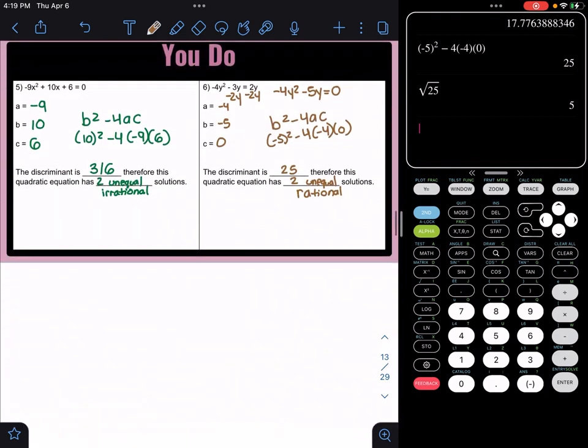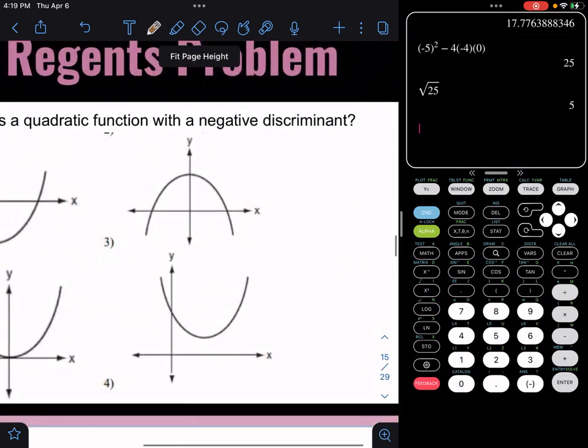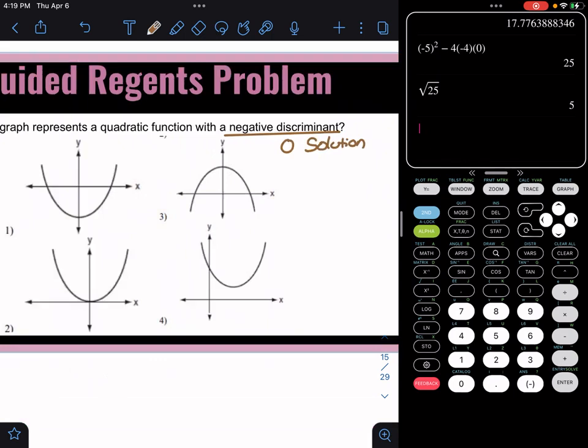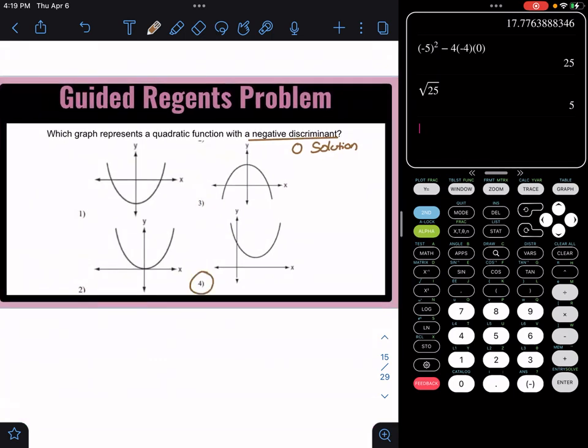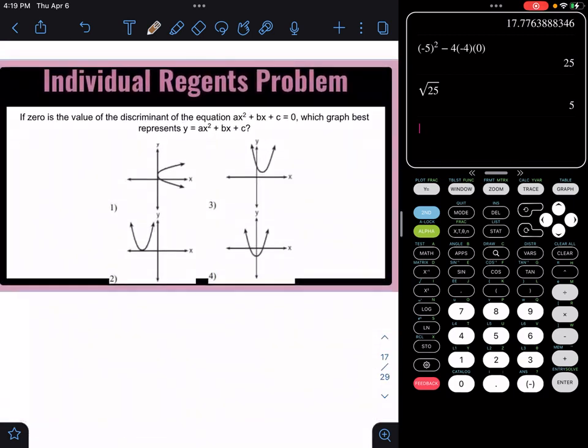Very nice. Alright. Now, which graph represents a quadratic function with a negative discriminant? If I have a negative discriminant, that would mean I would have 0 solutions, meaning it would never cross the x-axis. And that is answer choice 4 right here. This one touches twice, this one touches once, but this one never ever touches. Good job. Alright. Let's see this one.